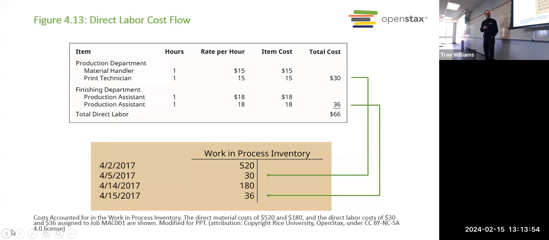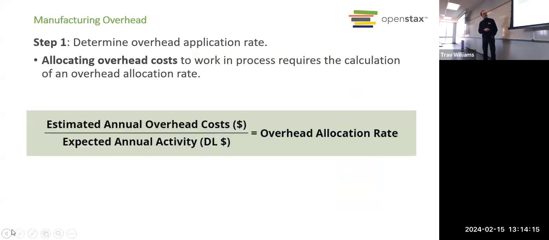Remind me, what type of account is work in process inventory? Asset, liability, or equity? Asset. It's an asset, right? And we keep adding to it because that inventory gets more and more valuable the more we put our materials, labor, and overhead into it.